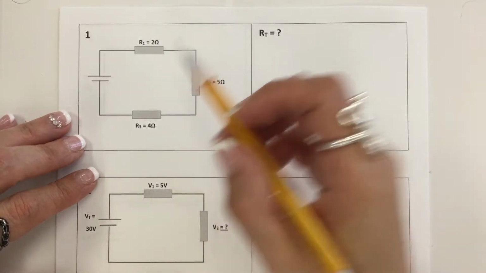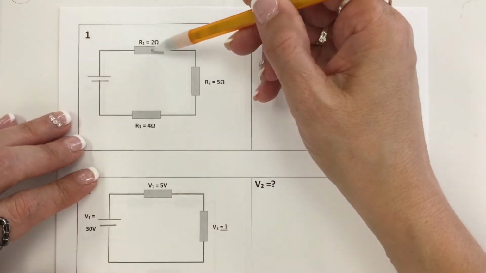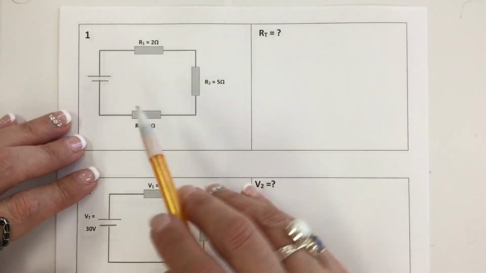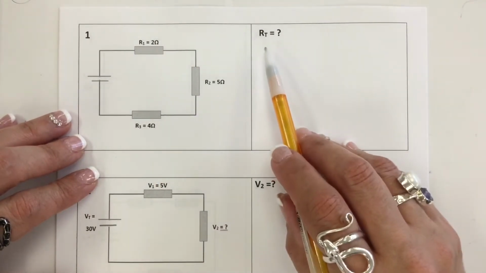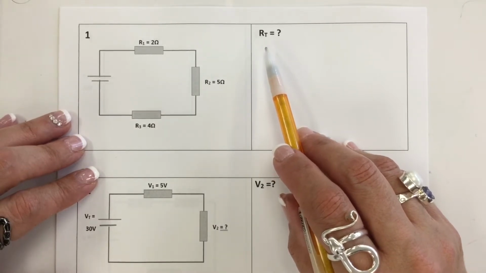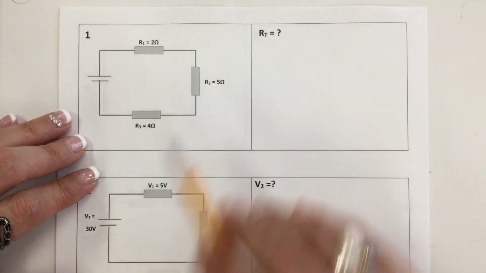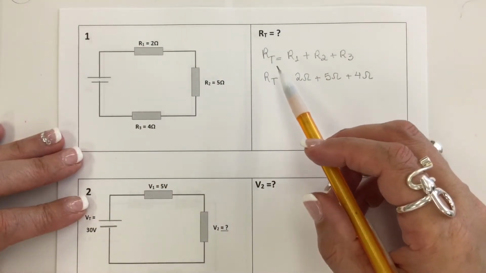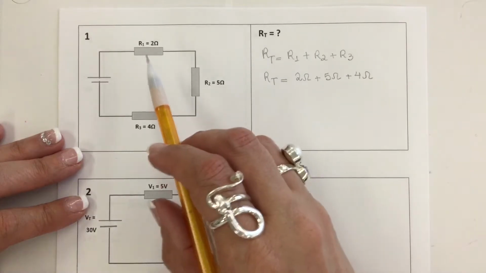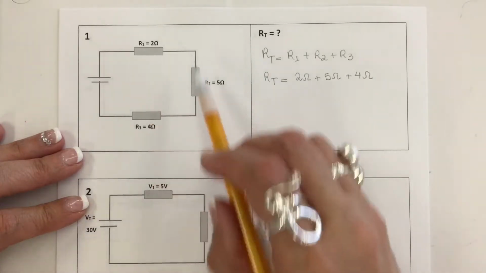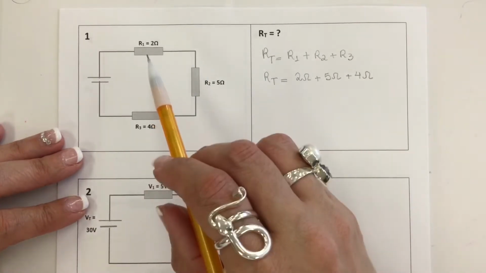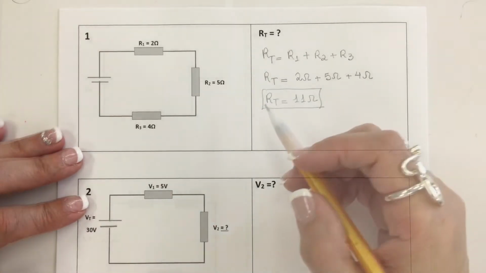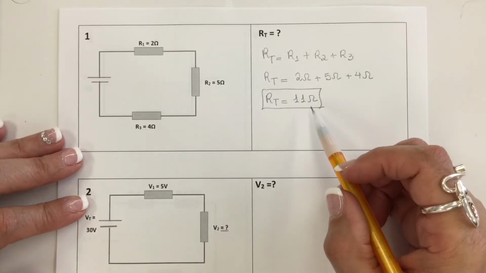This first circuit, we have R1, R2, and R3 in series, and it is asking what is the total or equivalent resistance of the circuit. For a series circuit, the total resistance is equal to the sum of all resistors that are in series. In this case, 2, 5, and 4 ohms. The result is 11 ohms.